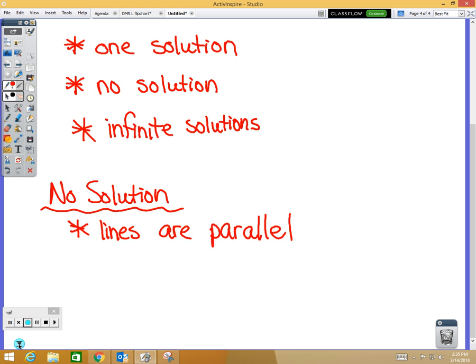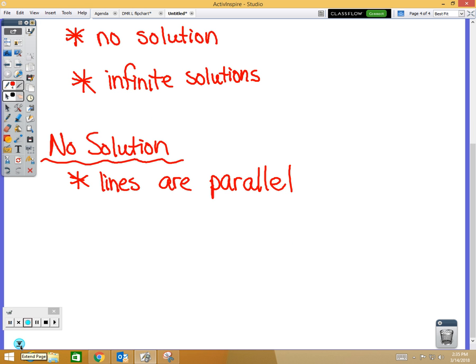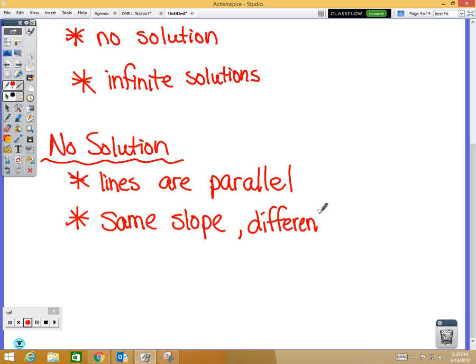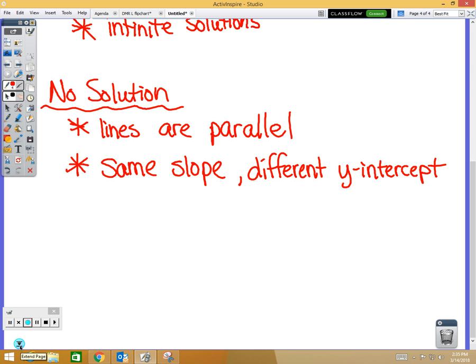Do you know how you could look at two equations before graphing, just looking at the equations, how you would know if they were parallel? Emily? Same slope. But they're going to have a different y-intercept. So again, it's going to be no solution when the lines are parallel. We're going to know the lines are parallel if they have the same slope but a different y-intercept.